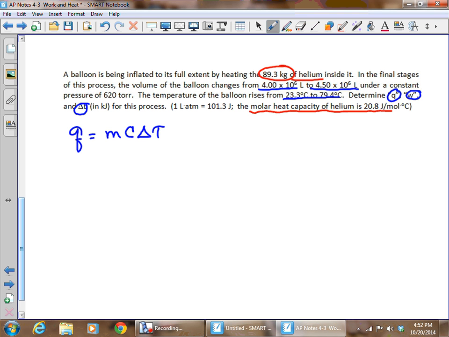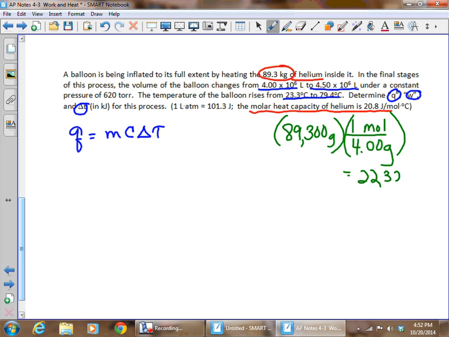We've got a side calculation over here. That's kilograms, so let's change it to grams, 89,300 grams. We need that in moles, so we need the molar mass of helium, which is 4.00 grams of helium per mole. And we end up with a value of 22,324 moles of helium. So we've got quite a bit of helium here. So that's our value that we're going to put in for M, 22,324 moles.